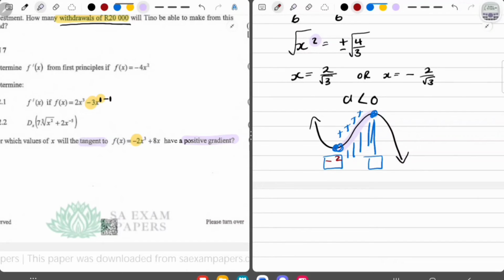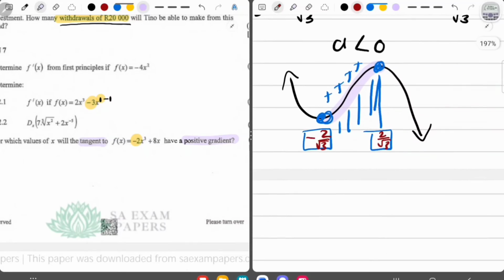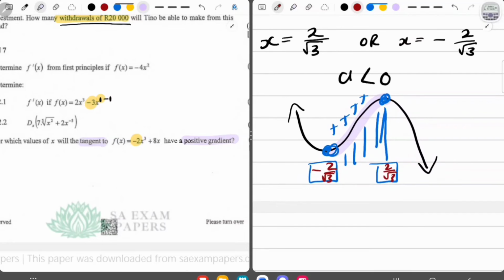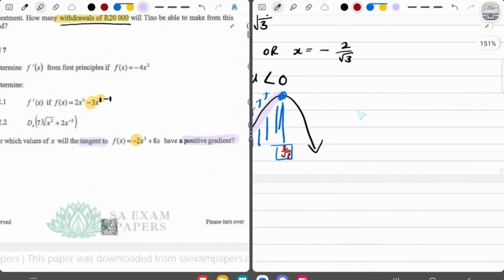So that's negative 2 over square root 3. It's the smaller one. And this one is positive 2 over square root 3. Okay, now that we have that, we know that the values of x for which this graph will have a positive gradient would be this.